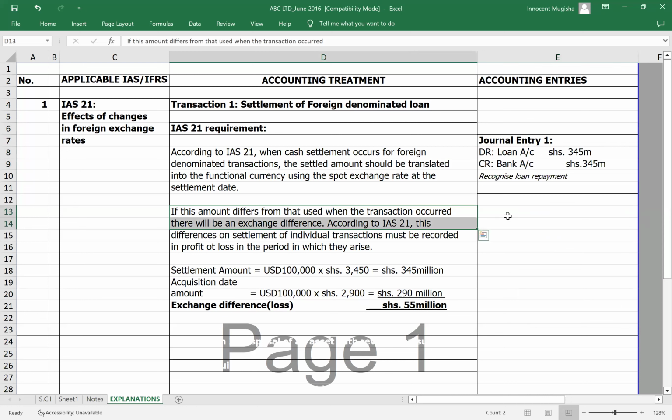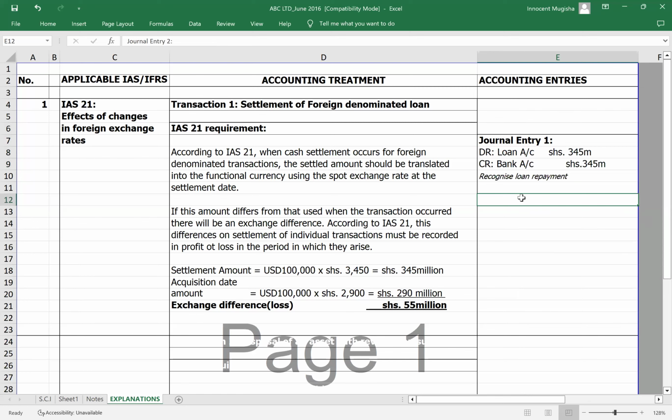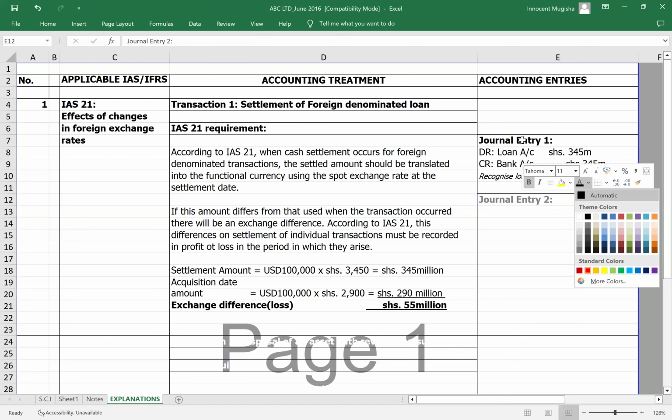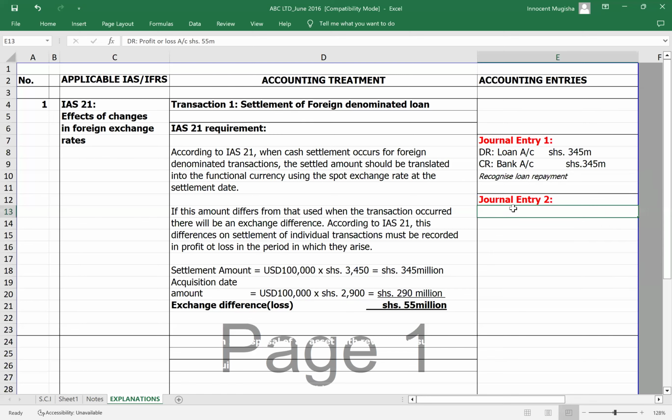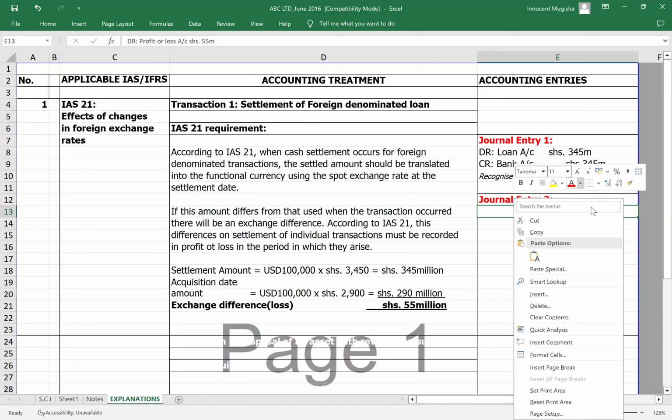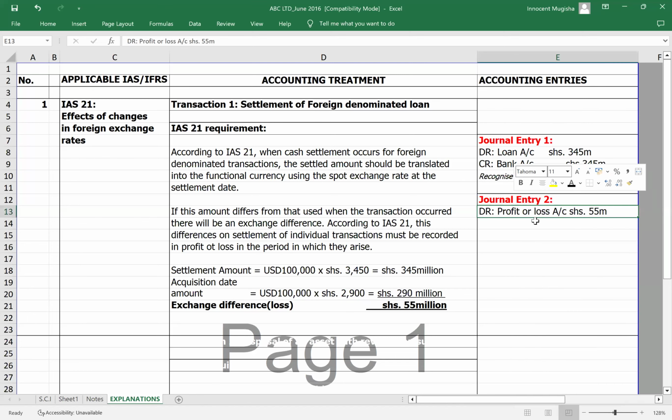And then because of the exchange difference, we shall pass our second journal entry, which I'm going to put in red here. We shall debit P&L, it is an exchange loss, and then we credit our loan account with 55 million. Our loan has increased by 55 million because of the movement in the exchange rate. So that is our transaction number 1.